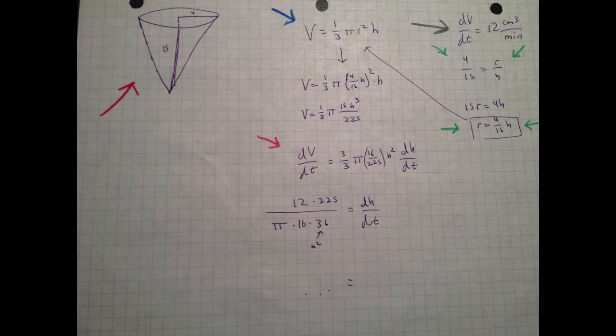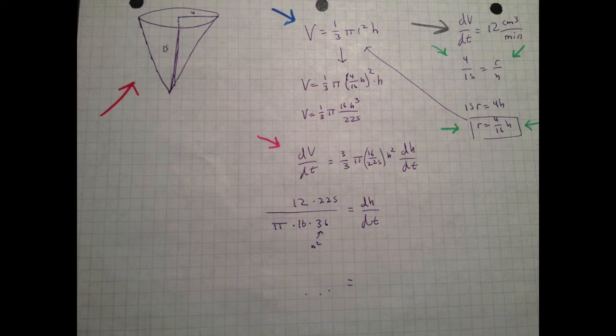Now, they gave us that water is flowing into this tank at 12 centimeters cubed per minute. And the reason it's positive is because it's filling up this cone and it's not exiting. So the volume is increasing. Think of the empty space as getting taken up as water continually fills it.